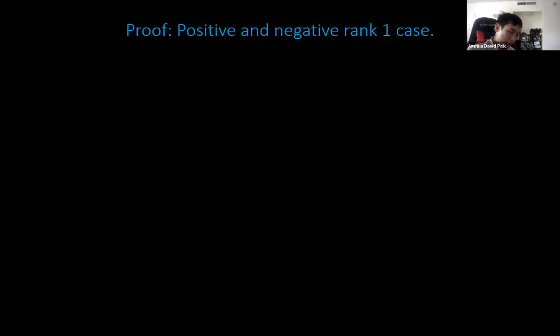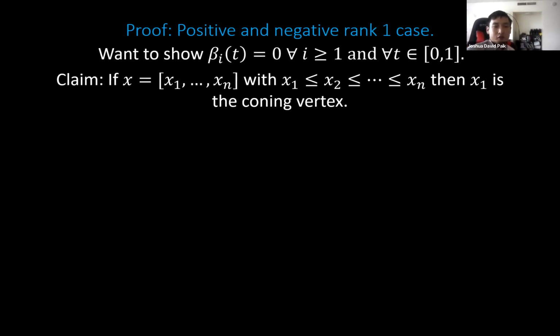So I'm running out of time, but I'll just do a quick proof. Just in the positive and negative rank 1 case, and for the mixed signs case, the proof essentially relies on this observation, but maybe with a little more topology. Without loss of generality, let's say the generating vector has this ordering of entries. Why can we do that without loss of generality?